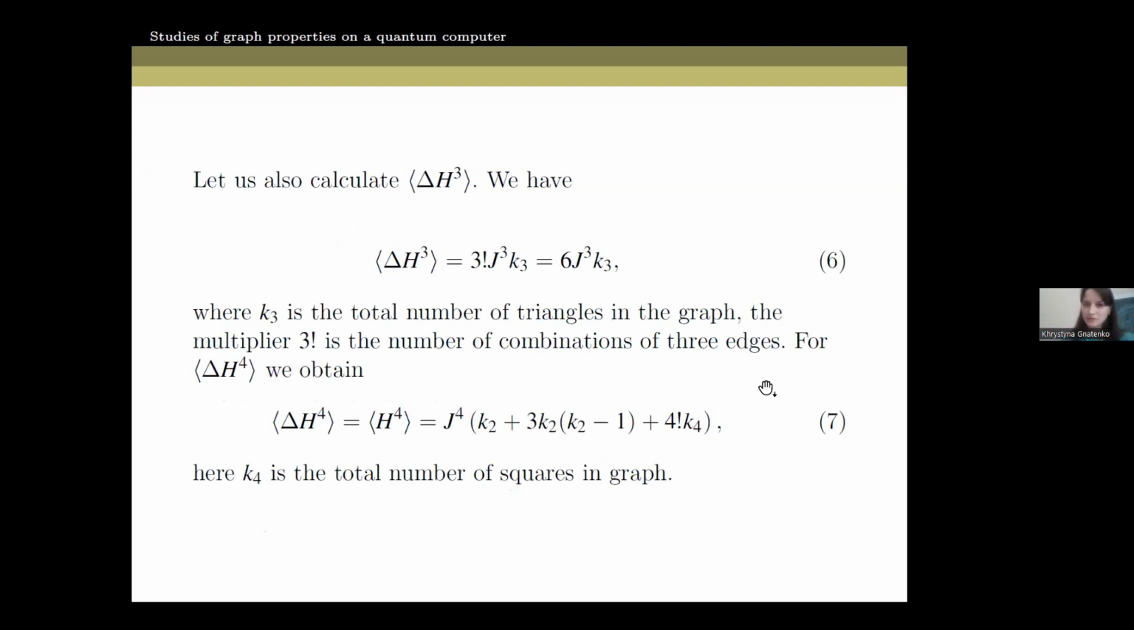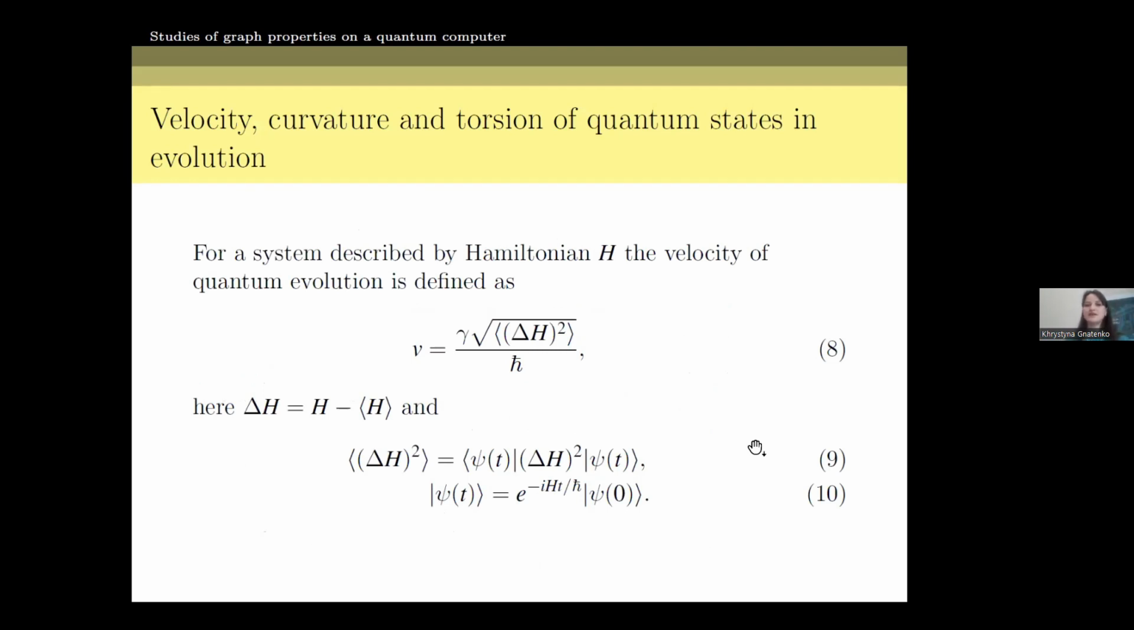I would like also to note that in a recent paper, it was shown that the geometric properties of quantum states are related with these mean values of Hamiltonian, Hamiltonian in the third power, fourth power, and the squared Hamiltonian. So let us discuss these geometric properties of quantum states. Let us discuss the velocity, curvature, and torsion of quantum states in evolution. So it is known that the velocity of quantum evolution is defined with this expression.